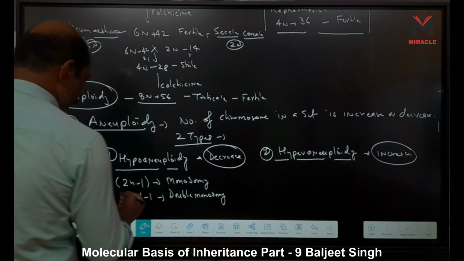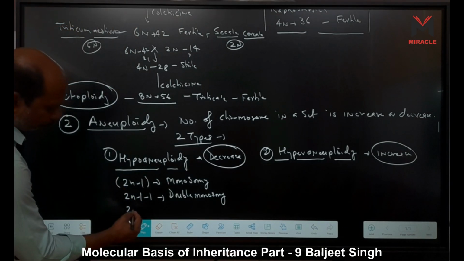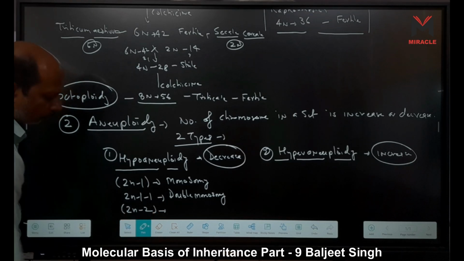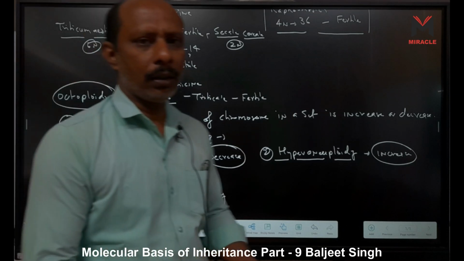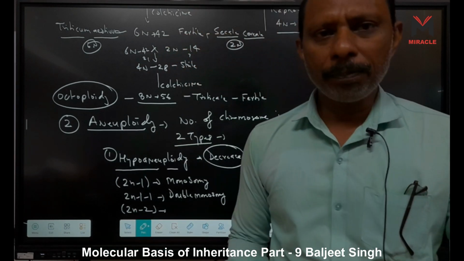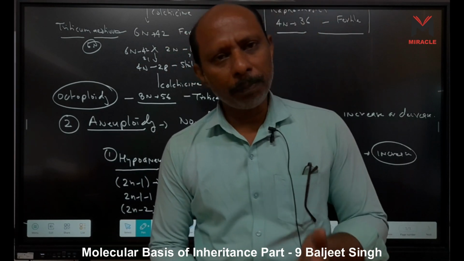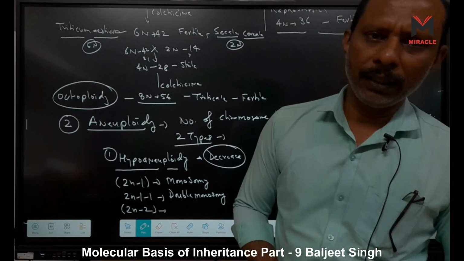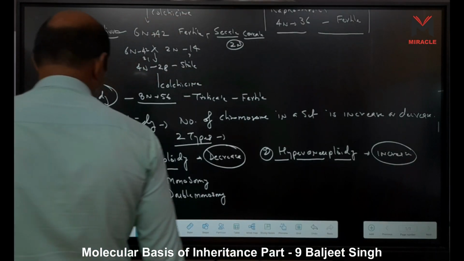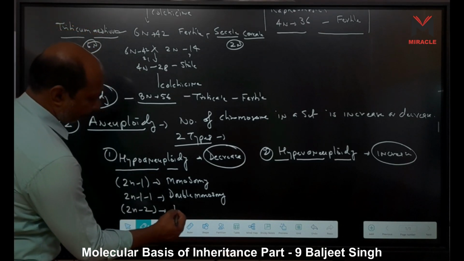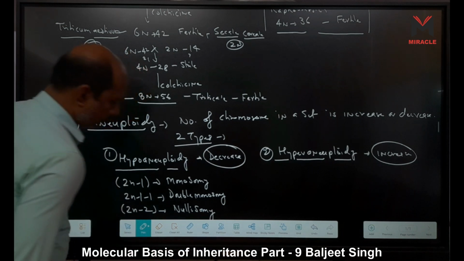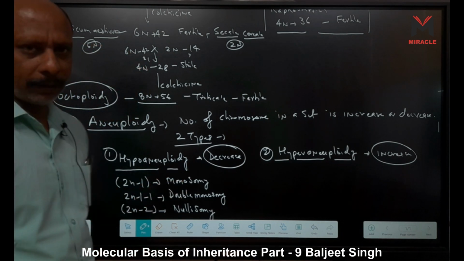Another is, if it is given here 2n minus 2, what does it mean? The number of chromosomes is 0, means one pair is absent. The total pair is absent. Means in 23 pairs, only 22 pairs are present, one pair is absent. Because no chromosome is there, it is called nullisomy, right? Means one pair is absent.